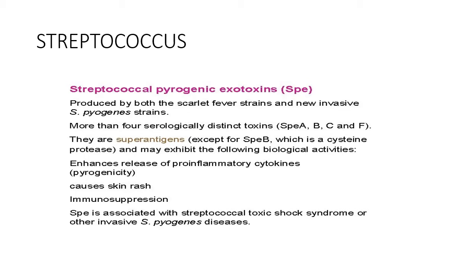Another bacteria which can produce exotoxin is Streptococcus. What is it? It is SPE, the streptococcal pyrogenic exotoxin. It has A, B, C and F versions. Again, the staphylococcal and streptococcal toxins are superantigens. Remember, the one which is not a superantigen is SPE B, whereas A, C and F are superantigen exotoxins, and they increase the release of cytokines, which is the key in the pathogenesis of the disease.